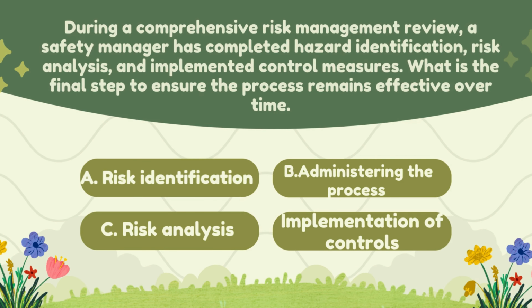During a comprehensive risk management review, a safety manager has completed hazard identification, risk analysis, and implemented control measures. What is the final step to ensure the process remains effective over time? A. Risk identification. B. Administering the process. C. Risk analysis. D. Implementation of controls.